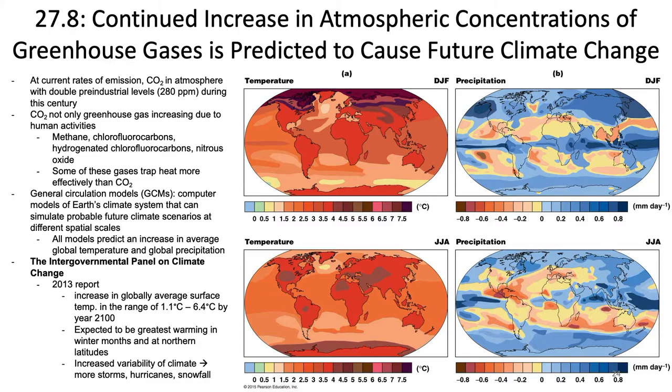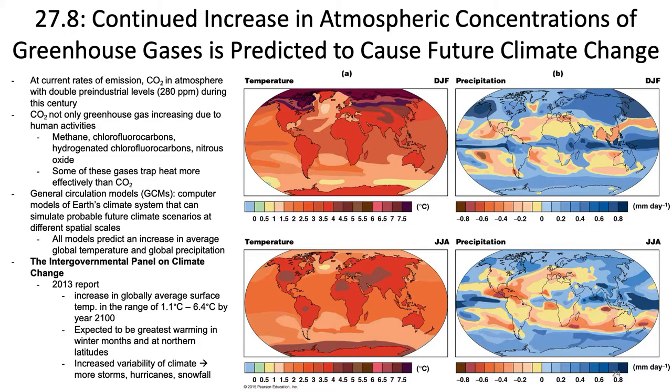In this graph, these are the mean changes in surface air temperature and precipitation under a scenario of rising atmospheric concentrations of gases developed by the IPCC, which we will talk about in just a second because it's very important. At current rates of emission, if we don't do anything, CO2 in the atmosphere will double pre-industrial levels during this century. But CO2 is not the only greenhouse gas increasing.